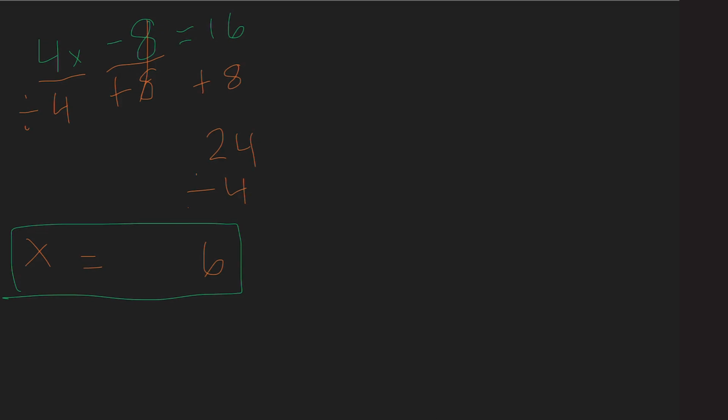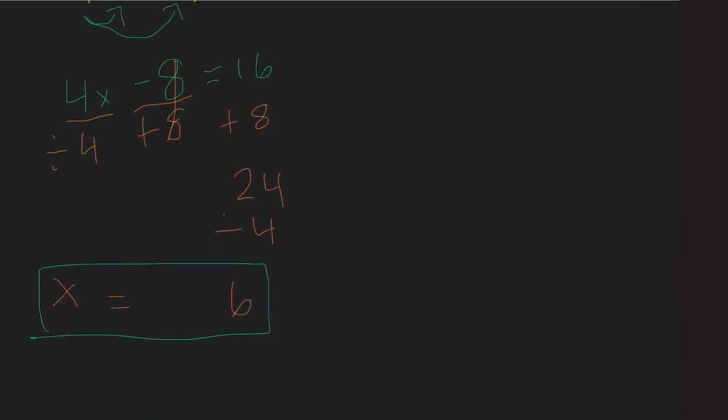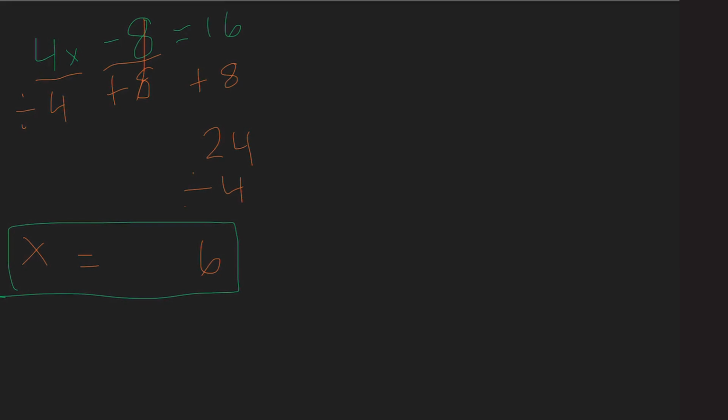And now we can check our answer. I'm going to use the distributed version again, because it gives you a simpler version of this equation, so it's a bit easier to check with. So 4 times 6 minus 8 equals 16. 4 times 6 equals 24, minus 8. 24 minus 8 does equal 16, so this is correct.